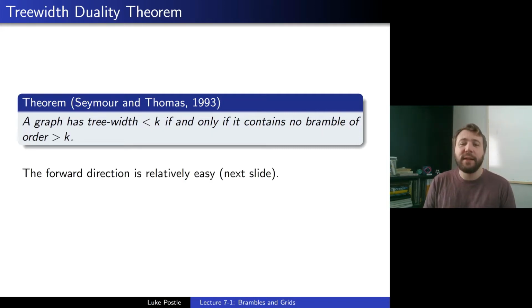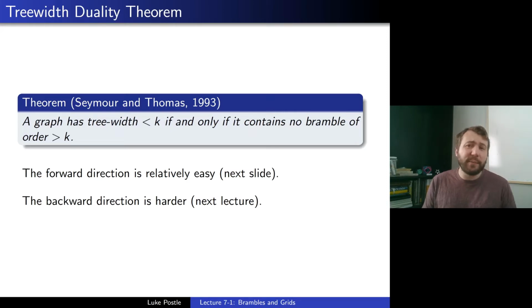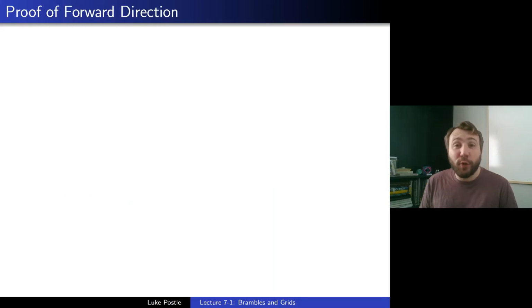Okay, well, how are we going to do this? The forward direction is relatively easy, so we'll do that on the next slide: if you have small tree width, then you can't contain a bramble. The other direction, though, is much harder, so we're actually going to spend an entire lecture just on proving the backward direction, that if you don't have large brambles, then you indeed get small tree width, where we have to produce a good tree decomposition. So that's next time, but for now let's do the forward direction.